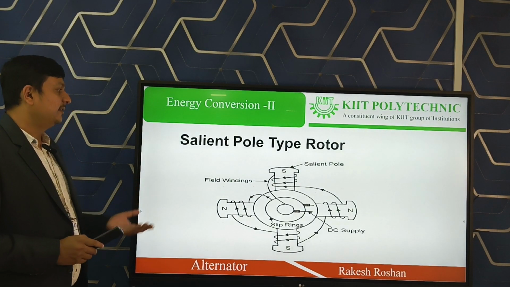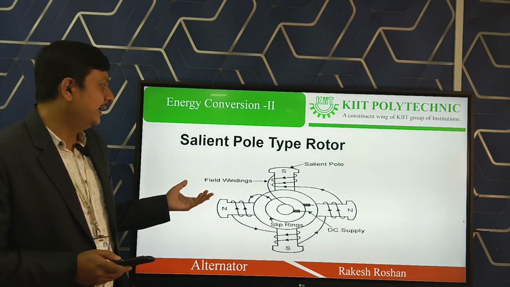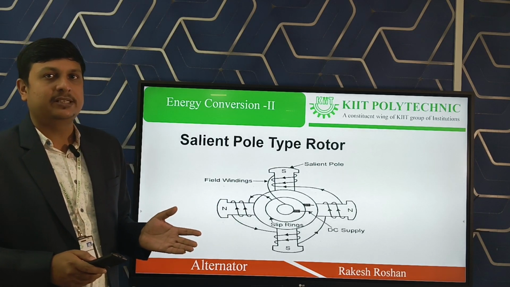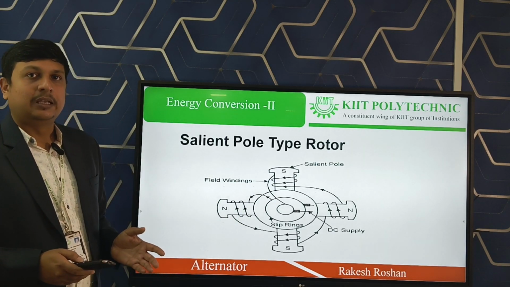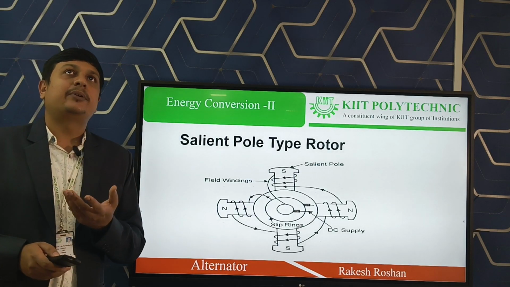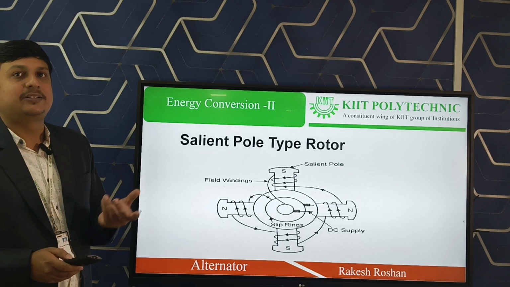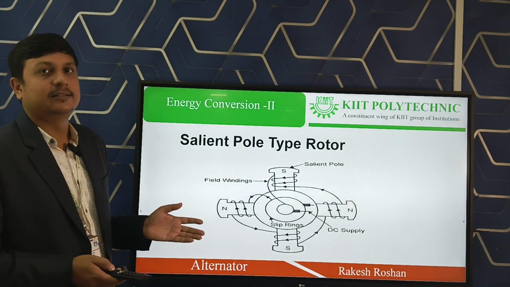So you can just have an idea: if this type of machine operates at higher speed, obviously friction and windage losses will be more. In your house, you can observe from a fan how much noise it produces, and also the noise will be larger.